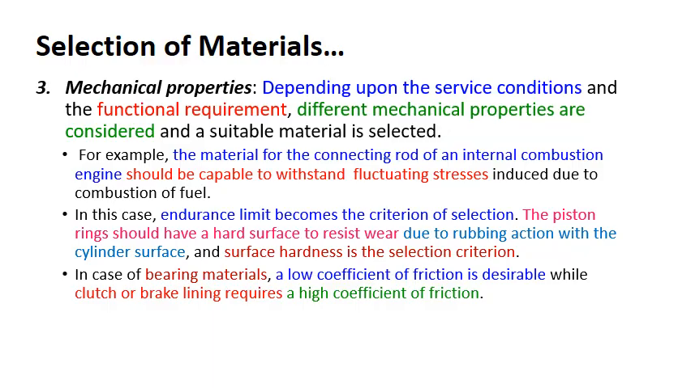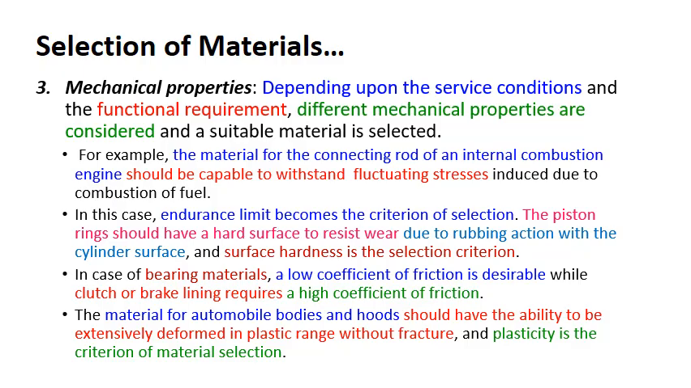Whereas in the case of clutch and brake lining, right, the moment you press the brake pedal, what do you anticipate? The vehicle must stop, right? The rotation of the drum or the disc will help you in stopping the vehicle. So you must have very high coefficient of friction. So here coefficient of friction plays a role. Based on the application, you are selecting high coefficient of friction or low coefficient of friction.